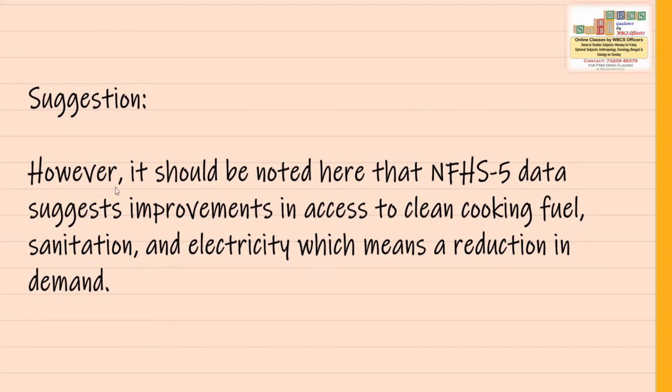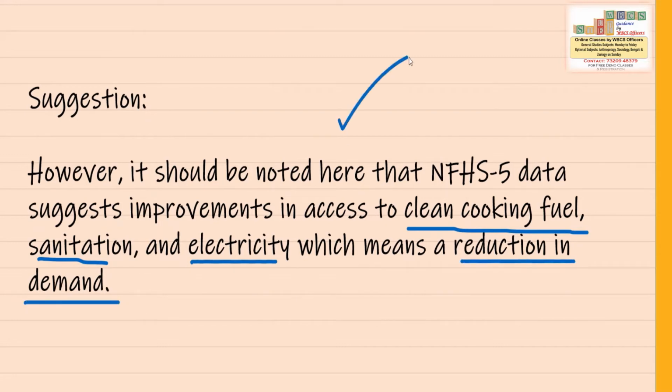However, it should be noted here that NFHS 5 data suggests improvements. That was NFHS 4, now this is NFHS 5. NFHS 5 data suggests improvements in access to clean cooking fuel, sanitation and electricity, which means a reduction in deprivation. So this is a very good progressive picture for India.